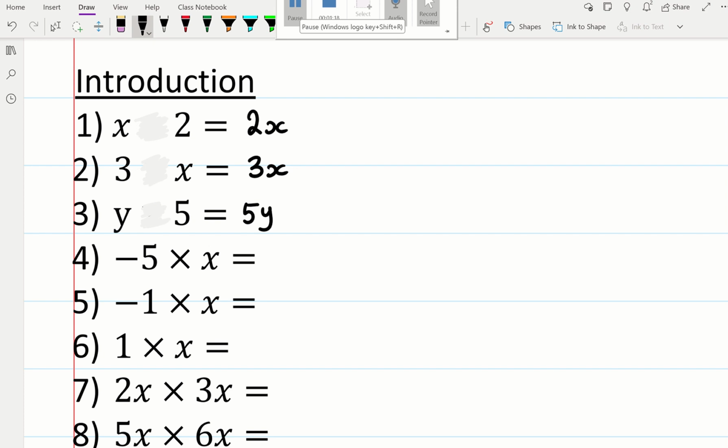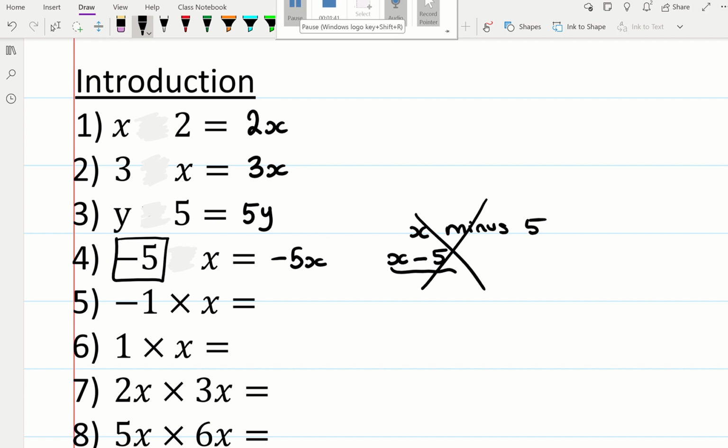What is negative 5 times x? Well, I don't put the multiplication sign. I bring them together and I put the number first, and the number is negative. So it's negative 5x. Please do not write x minus 5, because this means x subtract 5, which is not what we're doing. We are multiplying the x by 5, not subtracting it.